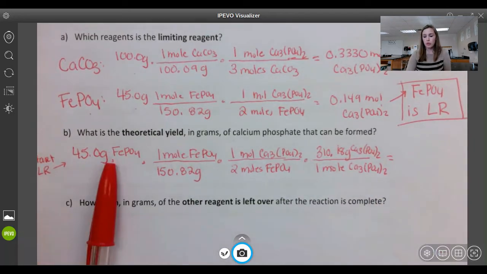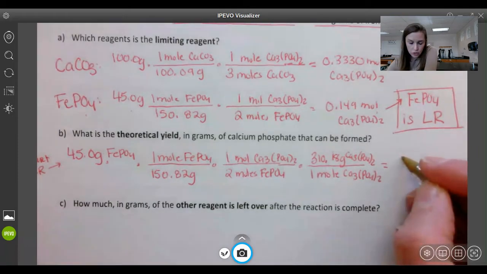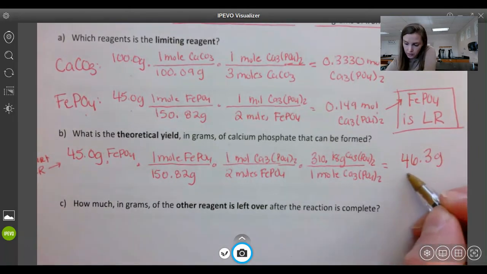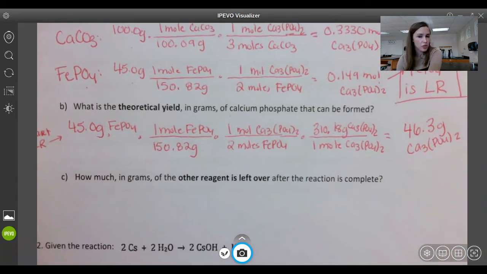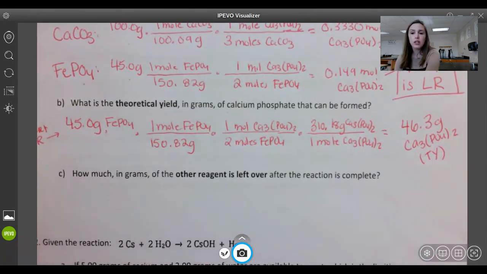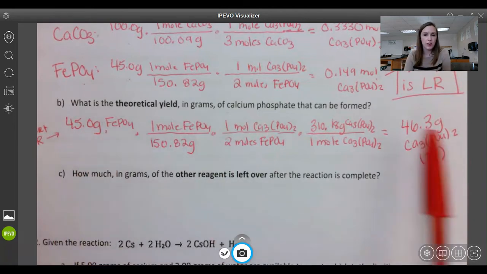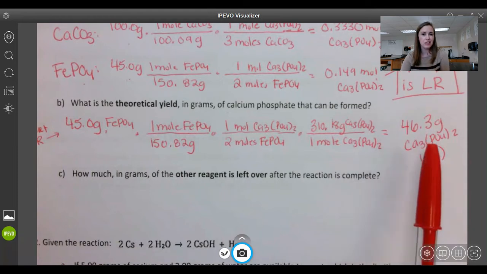Okay, so I'm going with grams of my limiting. This is going to help me determine grams of my product. And then keeping to the 3 sig figs, you'll get 46.3 grams. And that's the calcium phosphate. Okay, now one little thing that will come up when we go to do percent yield is this is always the theoretical yield. Okay, that's theoretically that if I have 45 grams of my iron 3 phosphate, that's how much I should make based off of just the stoichiometry. So that's the theoretical yield of that calcium phosphate.